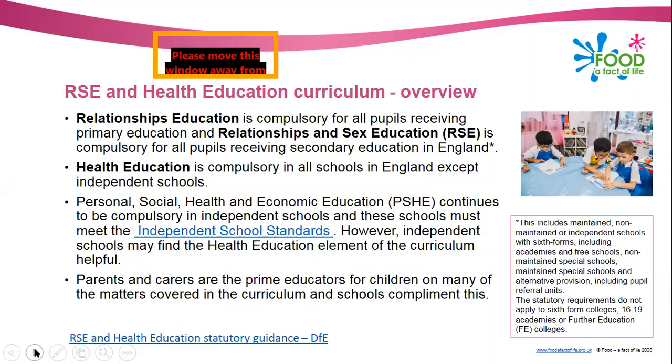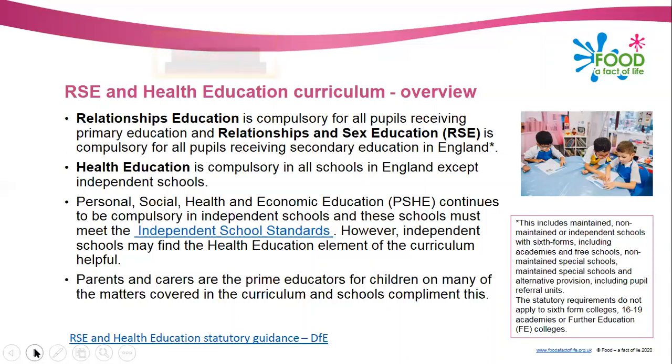So the relationships and sex education is compulsory in all maintained, non-maintained or independent schools with sixth forms, including academies and free schools, non-maintained special schools, maintained special schools and alternative provision, including pupil referral units. Saying that about independent schools, it's important that independent schools still commit to their PSHE with their pupils, and they must meet the independent school standards. However, DfE have said that schools may find the health education element of the curriculum helpful.